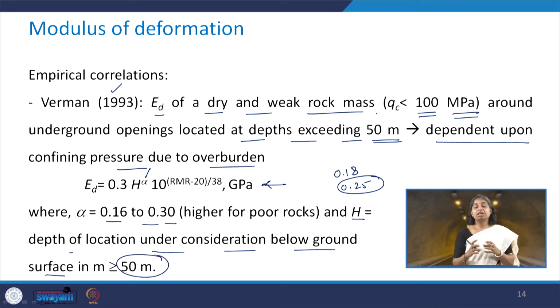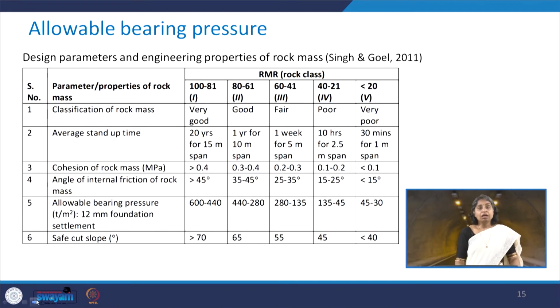These empirical correlations, which are developed on the basis of various test results and observations in the field, cannot be used in general for all types of situations. The reason is that they have been developed for particular situations, and therefore their applicability is also limited to those types of situations. Coming to the next category, which is related to allowable bearing pressure.